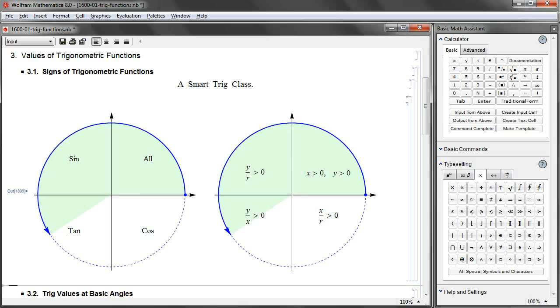How about in this case, 3rd quadrant case, x and y are both negative, so y over r and x over r are both negative, so cosine and sine are both negative, but tangent, we have y over x, that's negative over negative, so the end result is positive, so tangent is positive. Kind of like this, and the summary is a smart trig class.